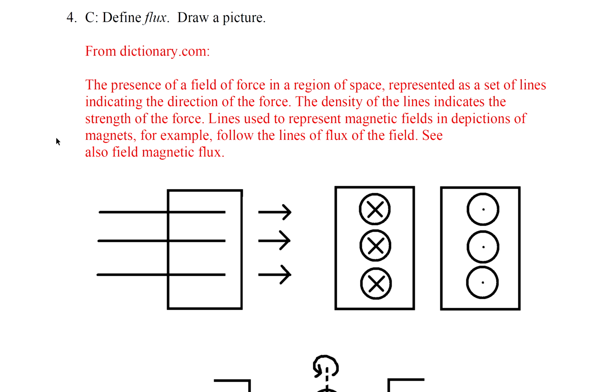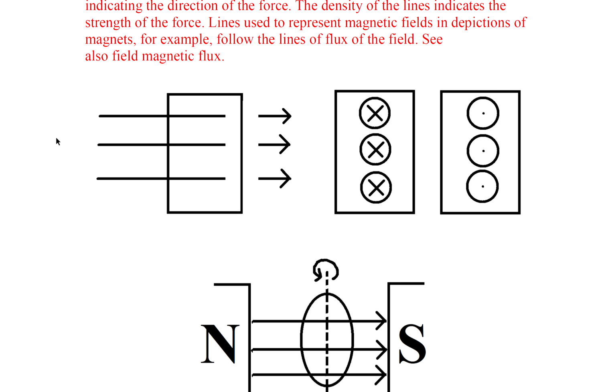See also magnetic flux. So this image on the top left, it's like we have a wire. That's the rectangle, a closed loop. And now we have these 3 lines that go through that closed loop. So the more lines that go through that closed loop, the greater the flux.